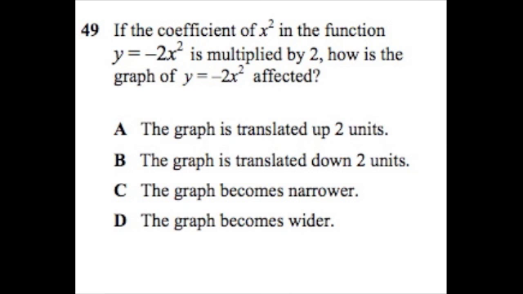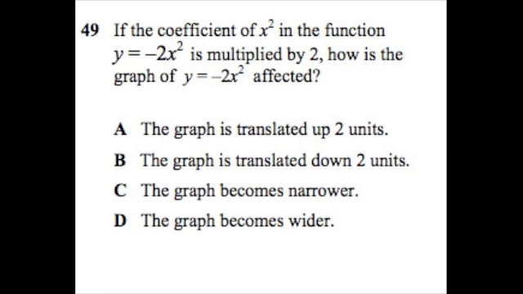Number 47 is, if the coefficient of x squared in the function y equals negative 2x squared is multiplied by 2, how is the graph of y equals negative 2x squared affected? The answer choices are A, the graph is translated up 2 units, B, the graph is translated down 2 units, C, the graph becomes narrower, and D, the graph becomes wider.